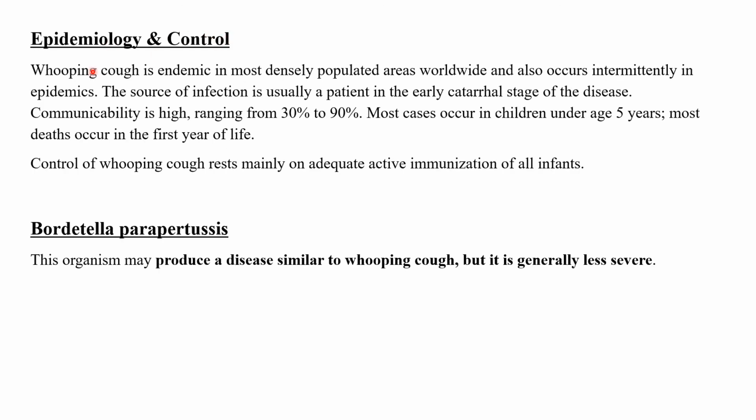Epidemiology and control. Whooping cough is endemic in most densely populated areas. The source of infection is usually a patient in the early catarrhal stage of the disease. Most cases occur in children under age 5 years. Control of whooping cough rests mainly in the adequate active immunization of all infants.